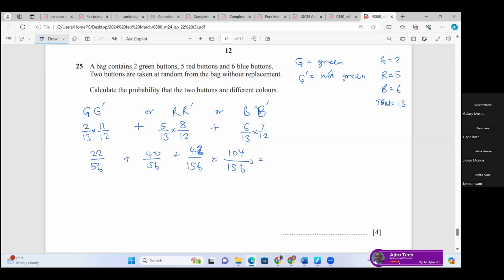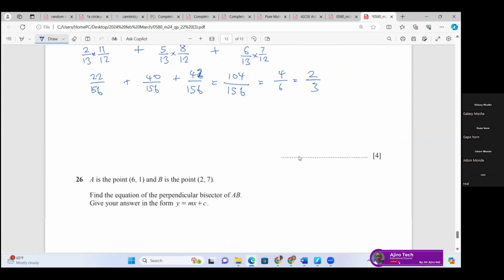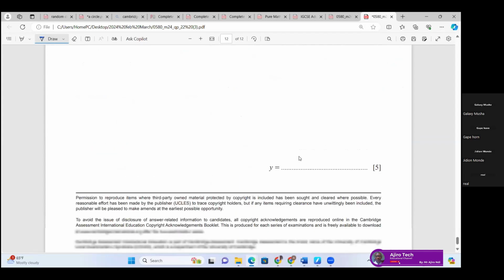What can divide in this case? I believe 26 can divide. 26 divides 104 and 156, giving 4 over 6, which is 2 over 3. Final answer is 2 over 3. So that's how I solve that. Okay, I think I jumped on.